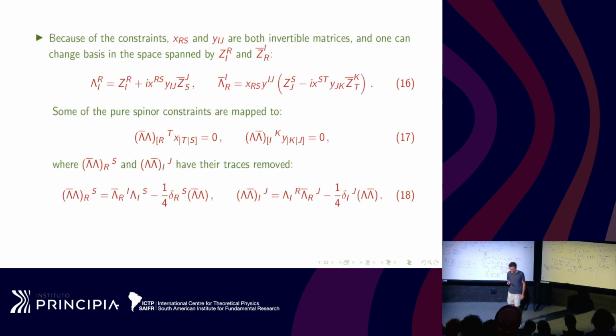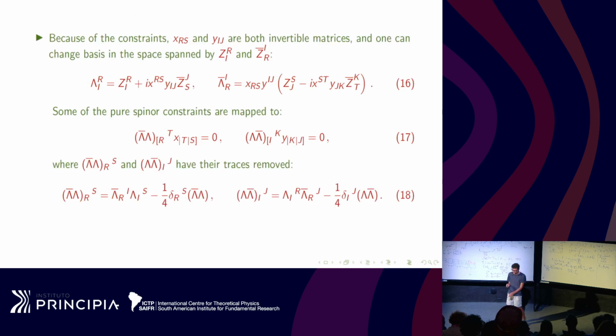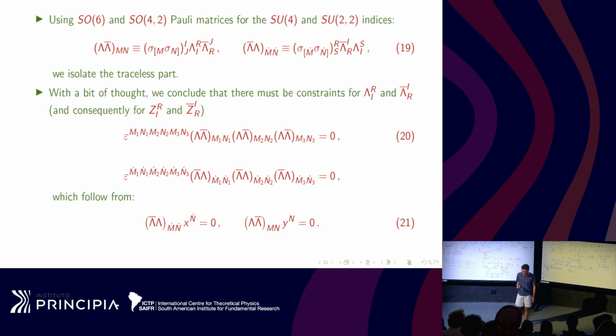So because of the constraints, x and y are both invertible matrices, and one can change bases in the spaces spanned by z and z bar, which is given by equation 16. Some of the pure spinor constraints are mapped to equation 17, where those parentheses are just contraction with lambda and lambda bars in the most obvious way, and then you remove the traces. Using the SO(6) and SO(4,2) Pauli matrices for the SU(4) and SU(2,2) indices, I can isolate the traceless part. With a bit of thought, I can conclude that these lambda bar variables are constrained, given by equation 20, which follows from 21, which is just a translation of equation 17 to SO(6) and SO(4,2) notation.